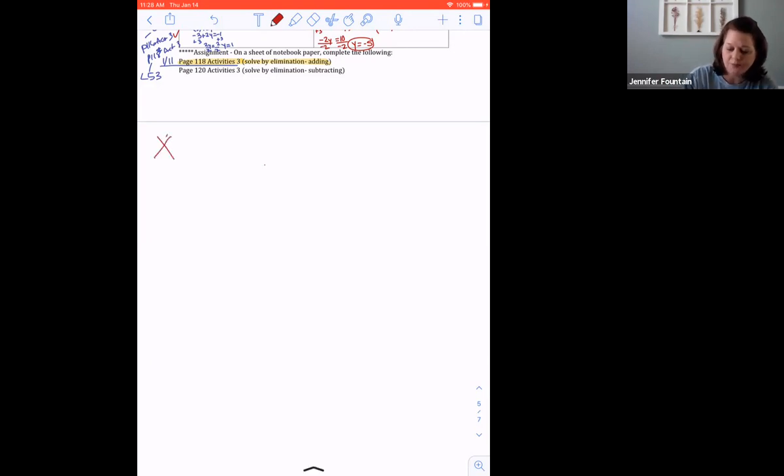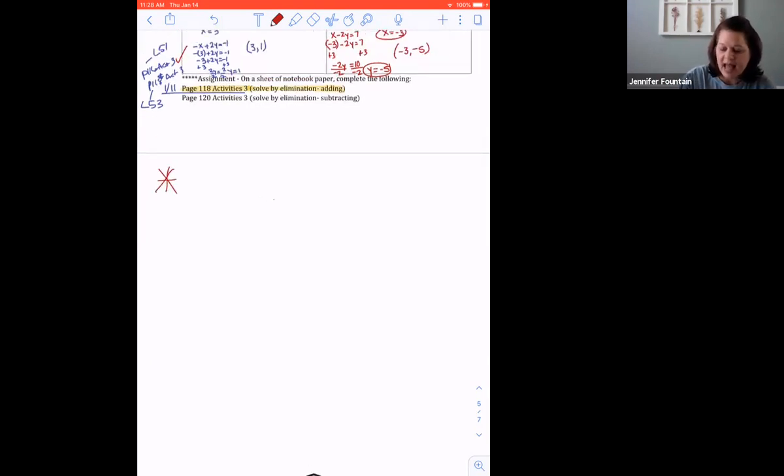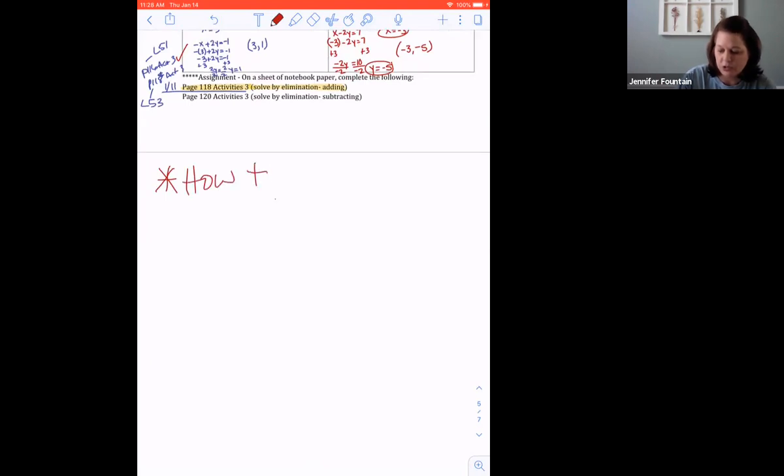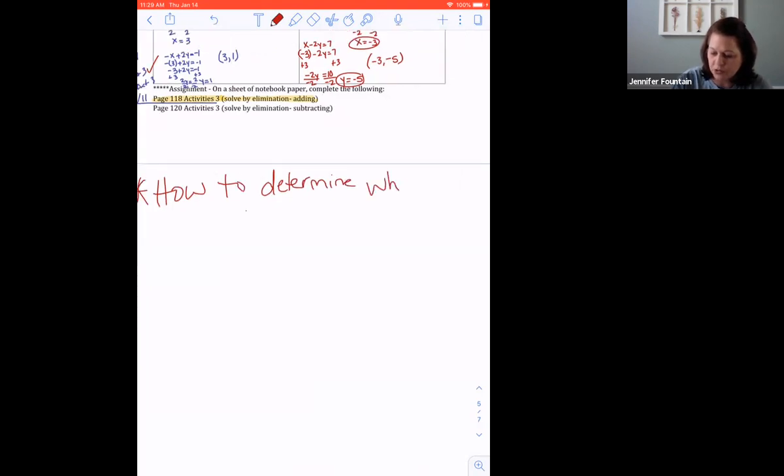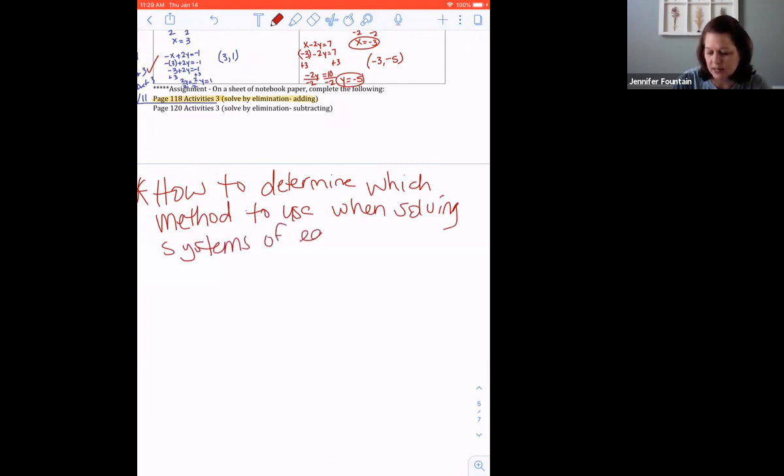How to determine which method to use when solving systems of equations.